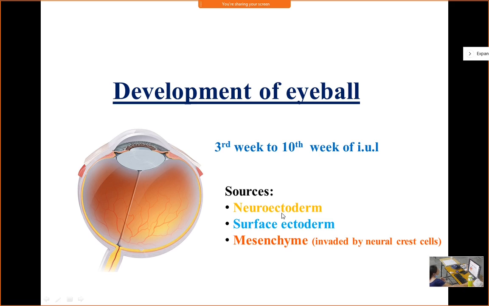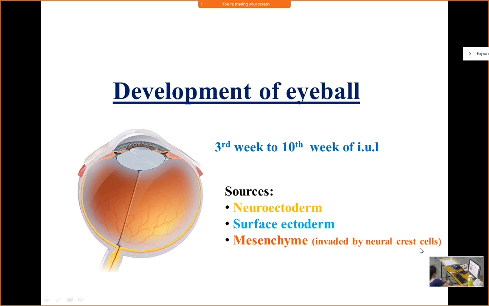Okay? Now come to the development of the eyeball. The eyeball is developed from the 3rd week to the 10th week of intrauterine life. There are sources. They are developed from the neuroectoderm, from the surface ectoderm, and also from the mesenchyme. Here I have written the mesenchyme invaded by the neural crest cells.